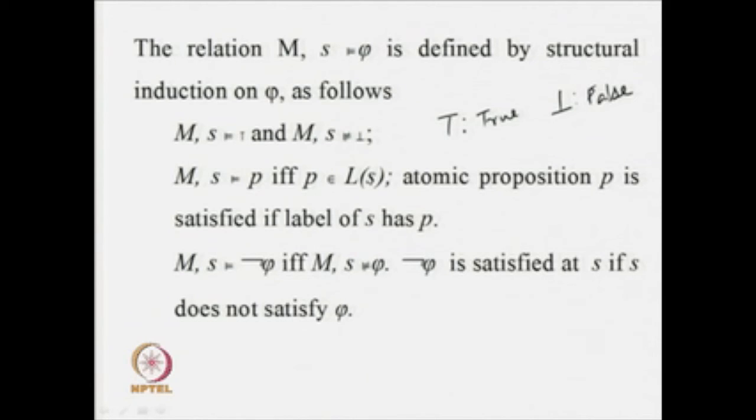If the state is labeled with a particular atomic proposition, then we say that this atomic proposition is true in this particular state. Similarly, if a particular state S of a model M models not of phi, that means the negation of phi is true here. Basically, it means that this state S of model M does not model phi. So, if it does not model phi, you can mark it with not of phi also.